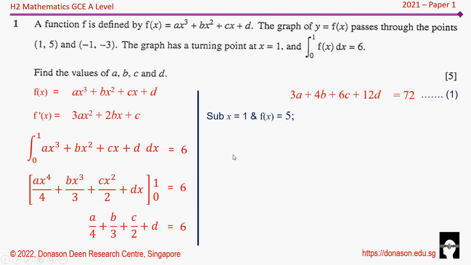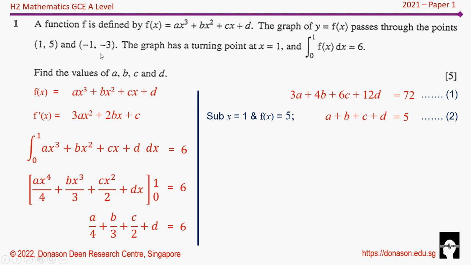Now let's go to substituting the first set of coordinates. When x is 1, f(x), or the y value, is 5. So we will substitute these 2 coordinates into the function. All the x's, I'm going to turn into a 1, and f(x) I'm going to replace with a 5. So 1 times a is a, and then 1 times b is b, plus c plus d, and this should be equal to 5. So there is your equation number 2.